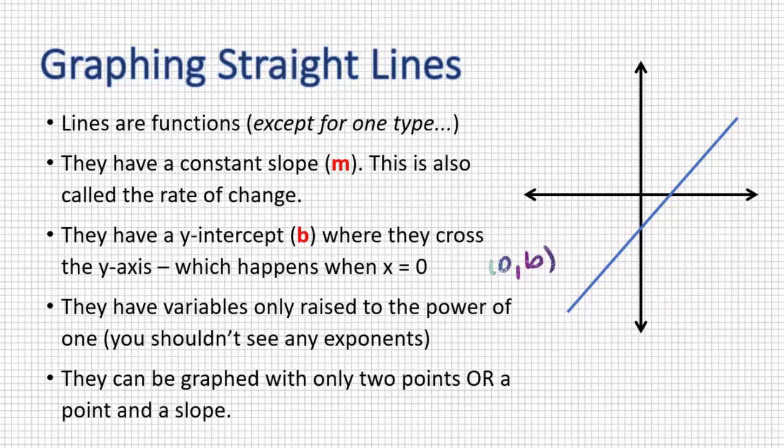You can graph a straight line using 2 points, or if you know the y-intercept or any other point, as well as the slope, that will allow you to graph it as well. We'll have a look at lines that have positive slopes, like the one drawn here, negative slopes, such as this one, horizontal lines, and vertical lines. Those are the only straight lines that are not actually functions.